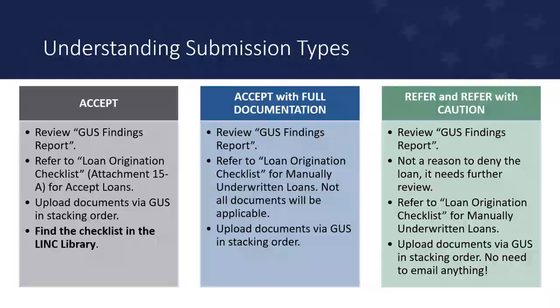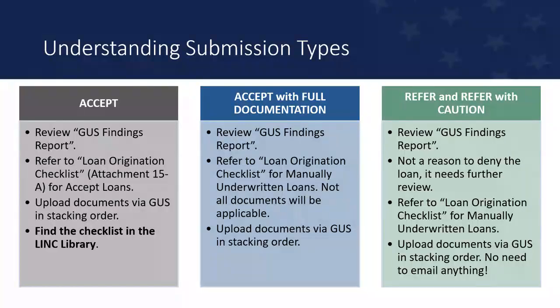Once your application has been fully input or imported, you can run GUS, and it'll give you one of three recommendations: either accept full documentation, refer, or refer with caution. So first you want to review your findings, even for a GUS accept, to see if it's a GUS accept with full documentation review. These are files that have been randomly selected for a data integrity review.